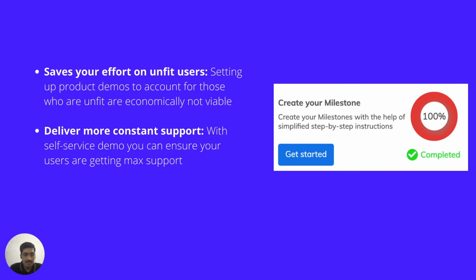It also saves your effort on unfit users, because there are users who come to a website, sign up for the free trial, and thereafter identify this is not actually a good fit for them. You also need to cater to those account holders as well, because if you are giving a product demonstration to each unfit user, that's going to be a tedious task. So set up a product demonstration to account for those who are unfit or economically not viable.